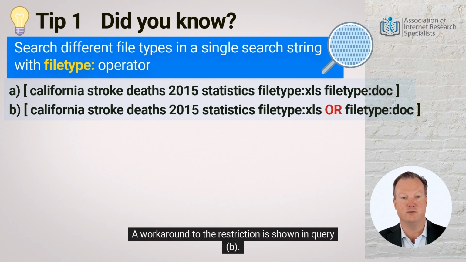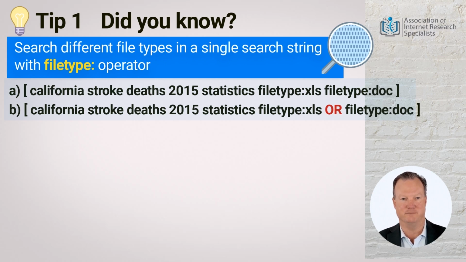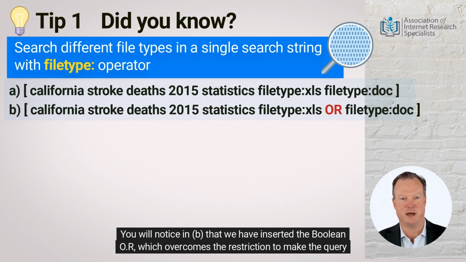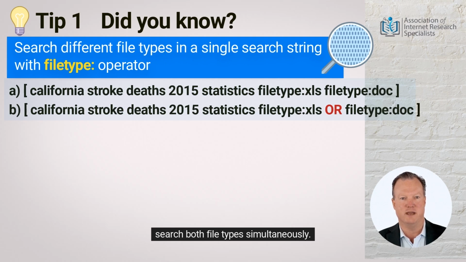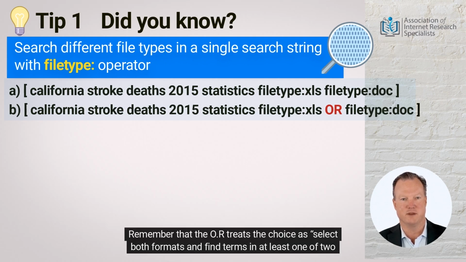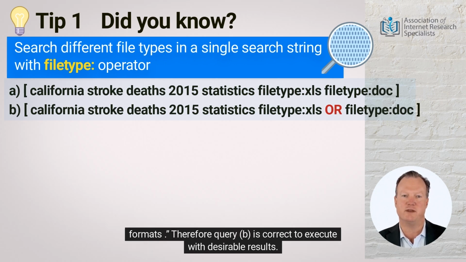A workaround to the restriction is shown in query B. You will notice in B that we have inserted the Boolean OR, which overcomes the restriction to make the query search both file types simultaneously. Remember that the OR treats the choice as select both formats and find terms in at least one of two formats. Therefore, query B is correct to execute with desirable results.